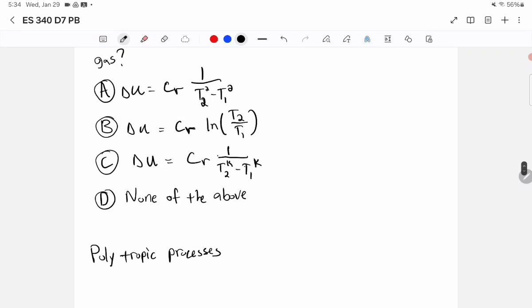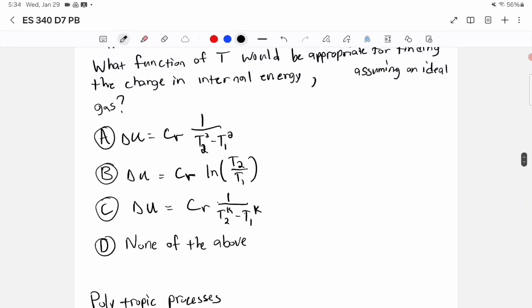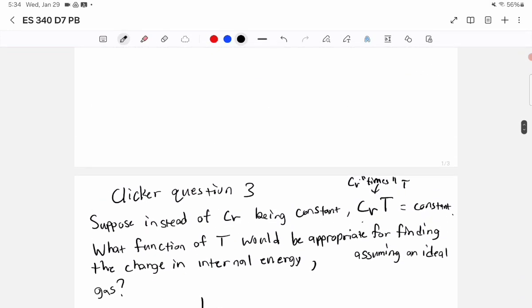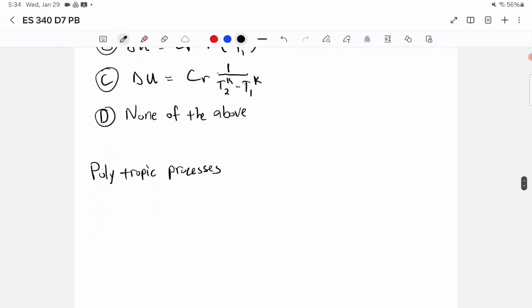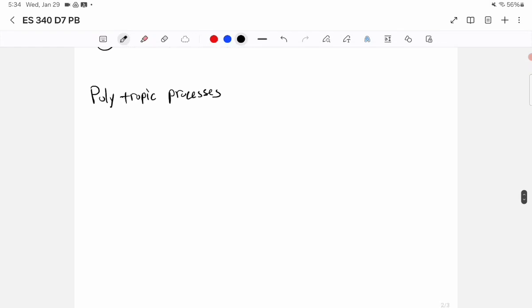Okay, so in that kind of scenario, would delta U be equal to CV divided by T2 squared minus T1 squared, and so on? Okay? Now for polytropic processes with ideal gas.